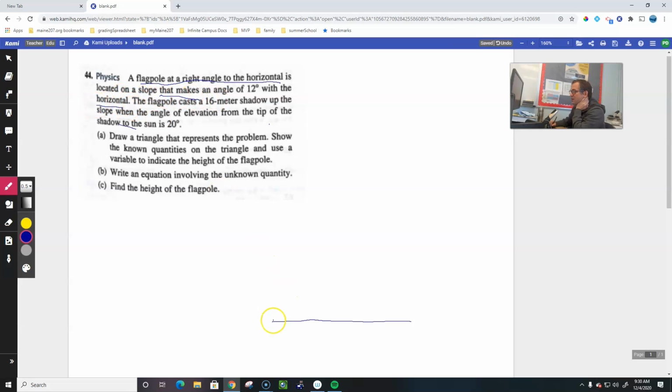So the next thing I might draw is a slope. I know that slope is 12 degrees. And I know that the flagpole is, of course, they say here, perpendicular to that horizontal. So it goes straight up to what would be considered horizontal. The flagpole casts a 16-meter shadow going up the hill. So I'll go ahead and draw that in there. It's my gray shadow. It's 16 meters.